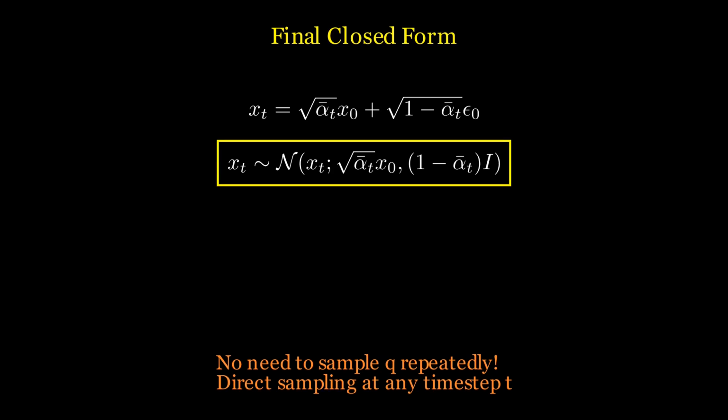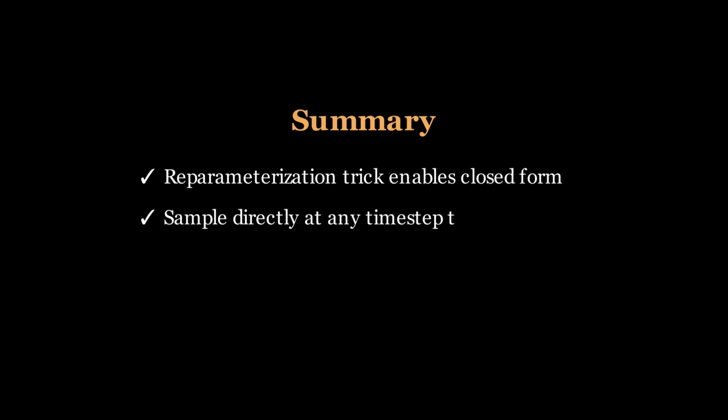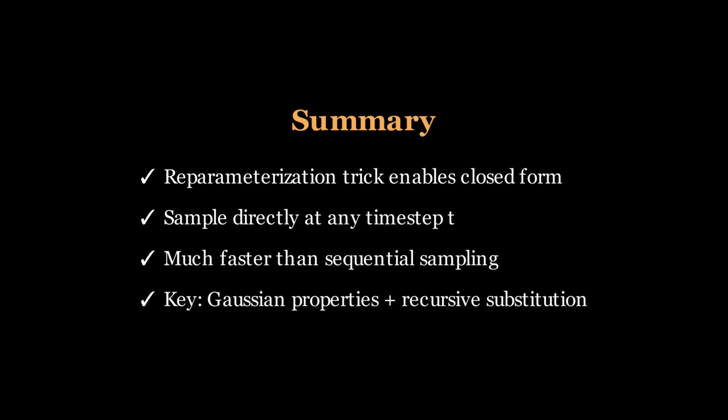This is huge. We no longer need to sample from Q repeatedly. We can directly sample xt at any time step using just x naught and a single noise sample. This makes the entire process much faster. So we see that the reparameterization trick lets us derive a closed form for sampling at any time step. We can jump directly to any point in the diffusion process without sequential computation. This is possible because of Gaussian properties and recursive substitution, and it's what makes diffusion models practical to train.